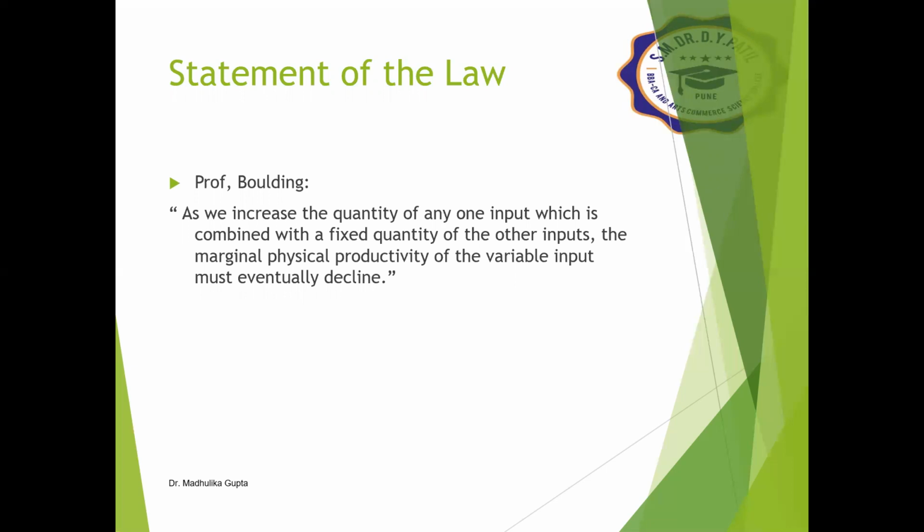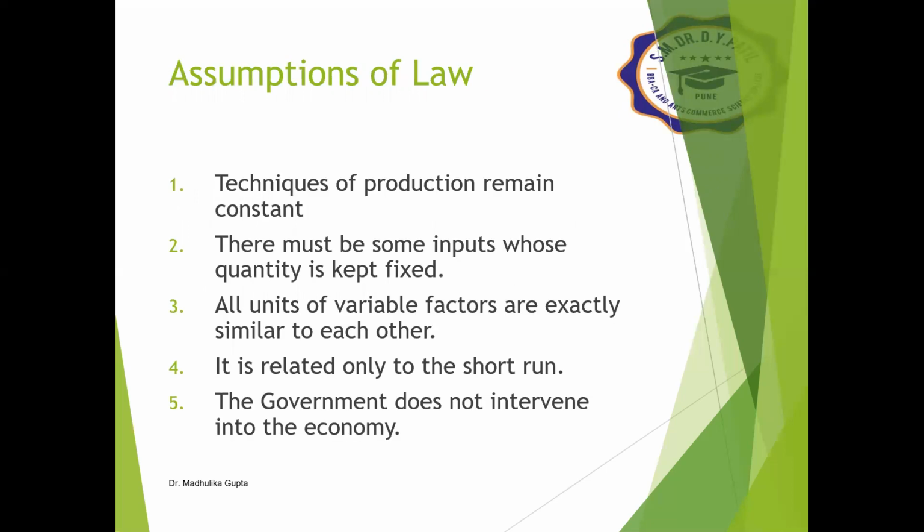It is what the law says. Like every law of economics, this law also has some assumptions. It is very important to understand that techniques of production remain constant. There is no change in the techniques of production. There must be some inputs whose quantity is kept fixed. All units of variable inputs are exactly similar to each other. It is related only to the short run, and the government does not intervene in the economy, right?